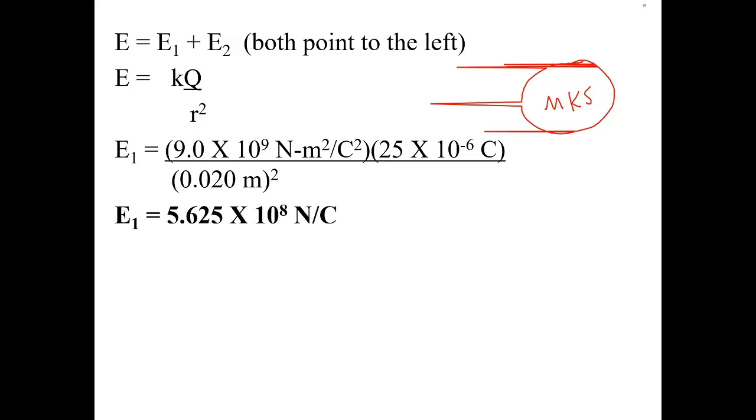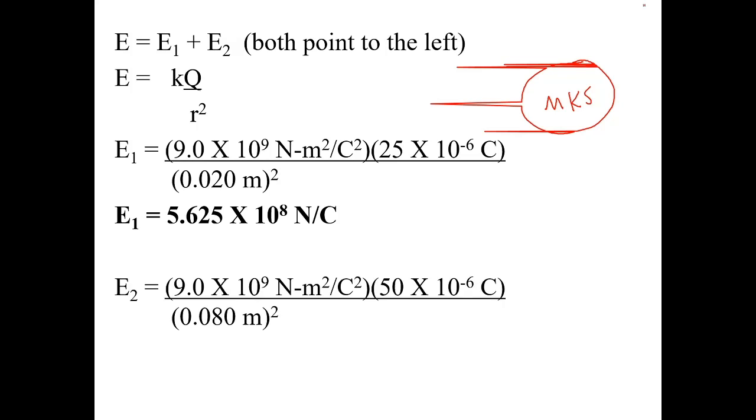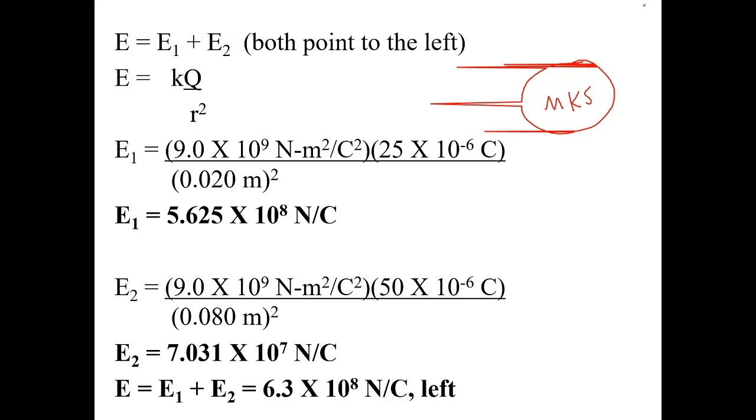Then to get E2, we're going to do the same thing, but E2 is a little bit further away. So it's 7.031 times 10 to the 7th newtons per coulomb. And then we can simply add them together, and they are going to add up. So that shouldn't really be a big deal. So again, they add because they're both pointing in the same direction.